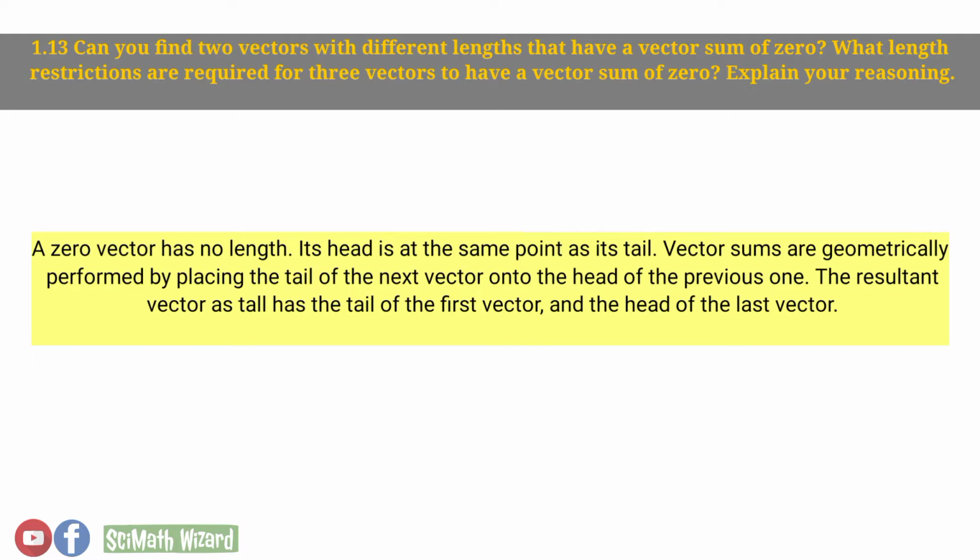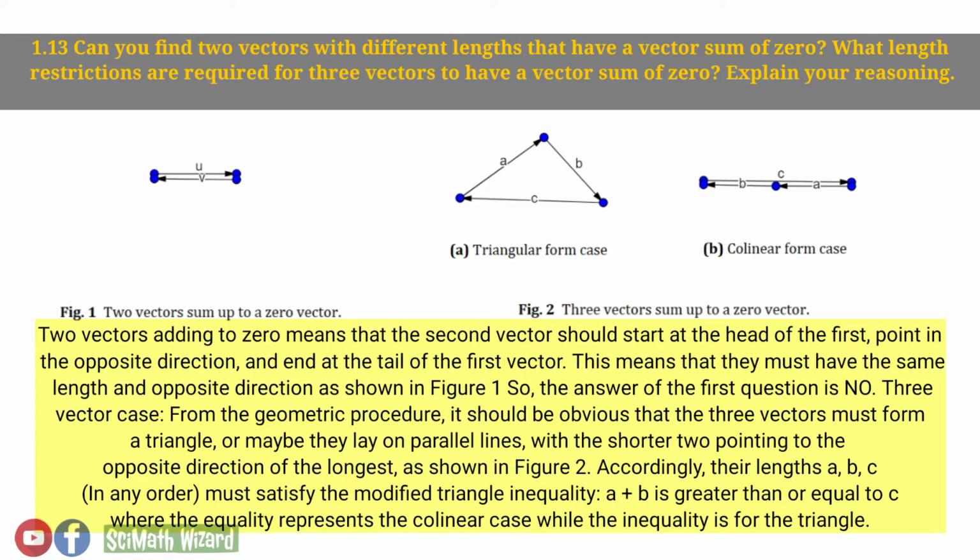Vector sums are geometrically performed by placing the tail of the next vector onto the head of the previous one. The resultant vector has the tail of the first vector and the head of the last vector. Two vectors adding to 0 means that the second vector should start at the head of the first, point in the opposite direction, and end at the tail of the first vector. This means that they must have the same length and opposite direction, as shown in figure 1, so the answer to the first question is no.